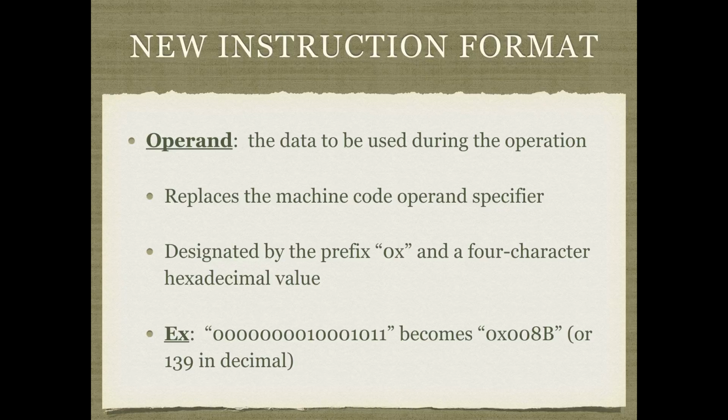Remember, in normal decimal, we have 10 digits, 0 through 9. In hexadecimal, we have 16, so it goes 0 through 9, and then A through F. So having a B in a number is perfectly agreeable. So 008B becomes 139 in decimal. If you're having any confusion about this, please feel free to email me. We can meet during chapel or anything that you need to help explain these concepts to you.